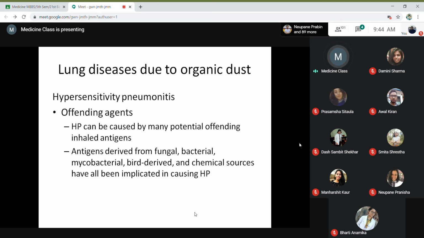We can see that different categories of people are at risk of hypersensitivity pneumonitis. They may be farmers, bird fanciers, sometimes even hot tub users and industrial workers. In these patients, the offending agent for hypersensitivity pneumonitis may be called a potential offending inhaled agent. Antigens derived from fungus, bacteria, mycobacteria, bird-derived and chemical sources have all been implicated in causing hypersensitivity pneumonitis.